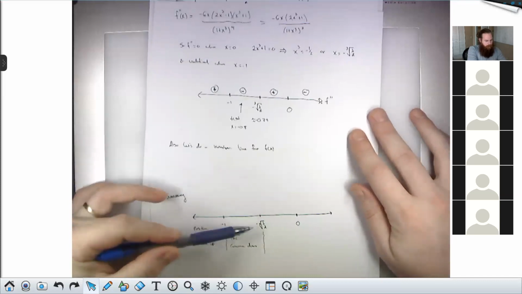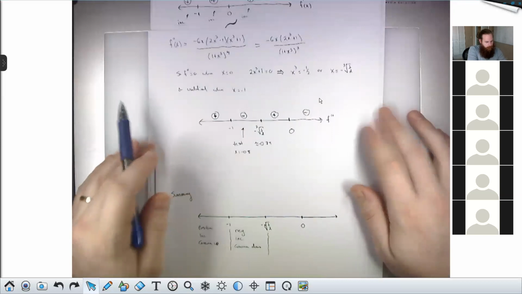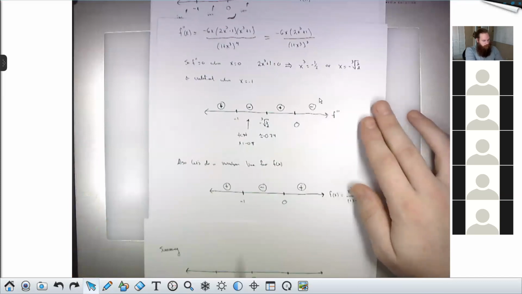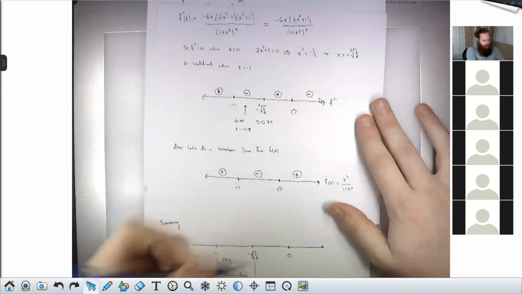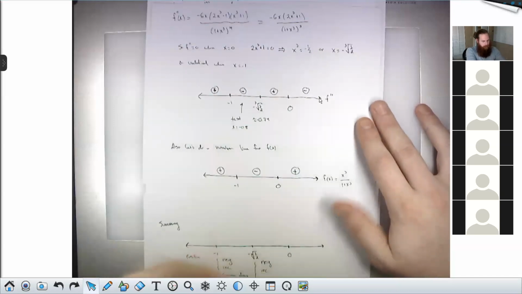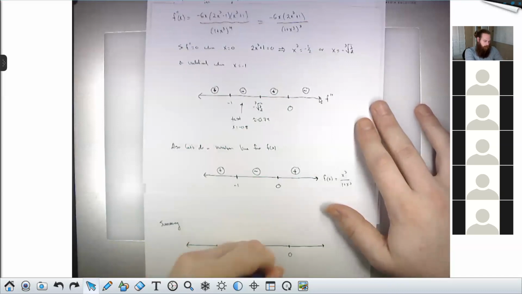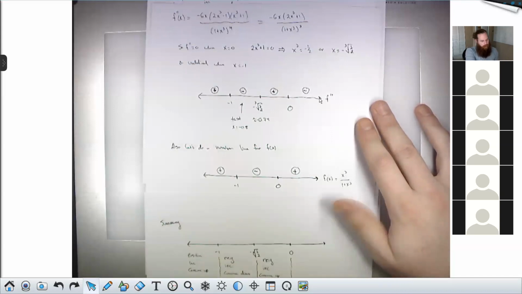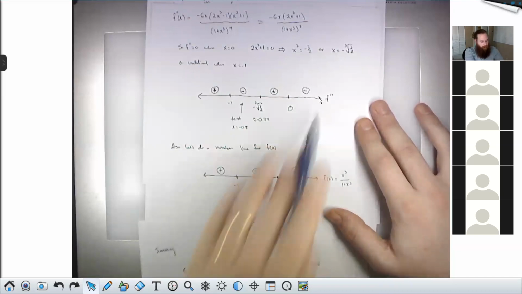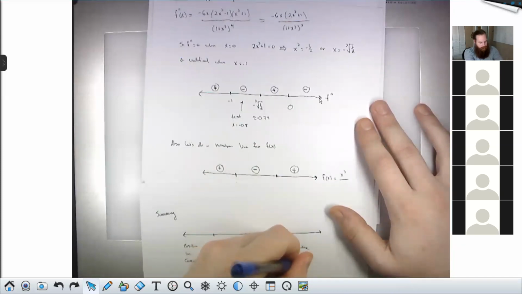So then what about between this negative cube root of 1/2 and 0? F primed is definitely still positive. What about f itself? Well, we're still between -1 and 0, so f itself is negative. We're increasing because f primed is positive, and f double primed switches back to being positive here, so we're concave up. And then to the right of 0, f itself is positive. F primed is positive, so we're increasing. And f double primed flips back to negative, so we're going back to concave down.